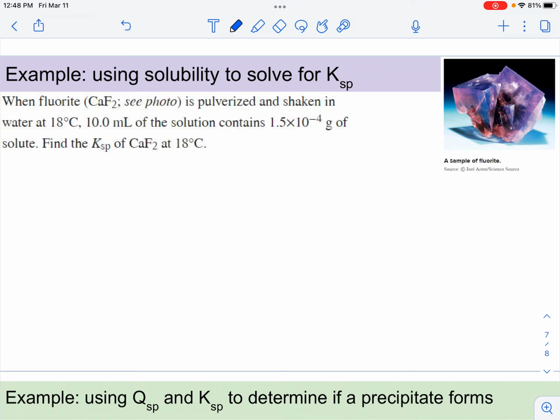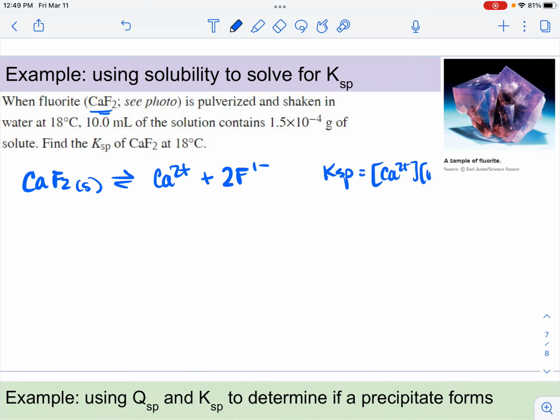I'm going to write the equation. My solid is calcium fluoride, so CaF2 solid, at equilibrium with the calcium 2 plus ions and the F1 minus ions. There have to be 2 F1 minus ions. These would both be aqueous. And I'm going to write KSP, the expression, which would be the calcium ion times the fluoride ion squared. Really hard to see that, sorry.